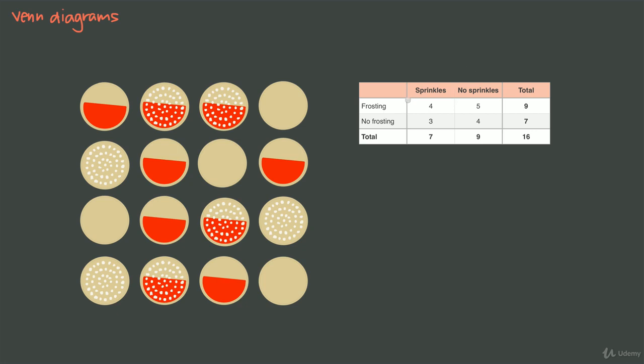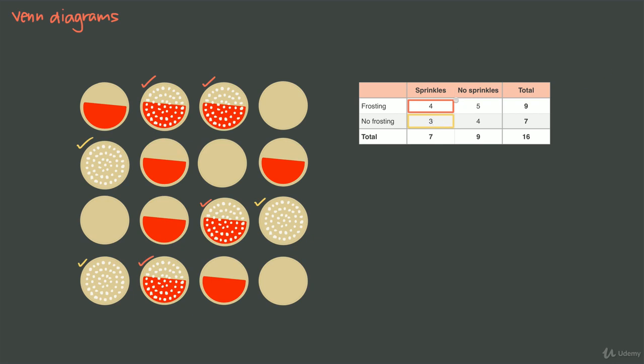Because if we look at this box here, this box represents all of the cookies that have frosting and sprinkles. And so we can see that we got here 1, 2, 3, 4 cookies with frosting and sprinkles, so we put that in there. Then we have here in the first column, second row, all of the cookies that have no frosting but did get sprinkles. So there's no red frosting, but they did get the white sprinkles, and we can see that we have here 1, 2, 3 of those cookies that have no frosting but do have white sprinkles. So we put the 3 there.